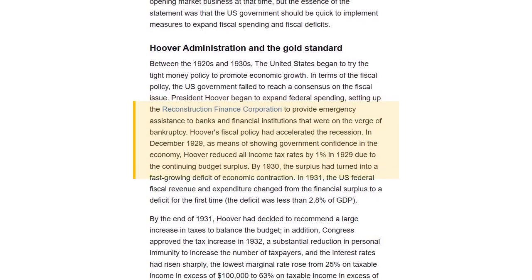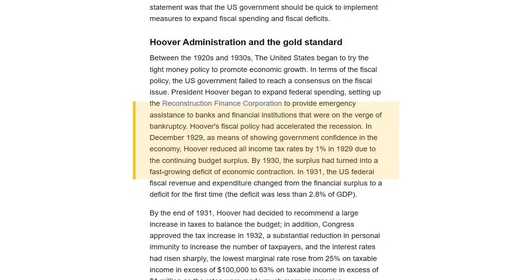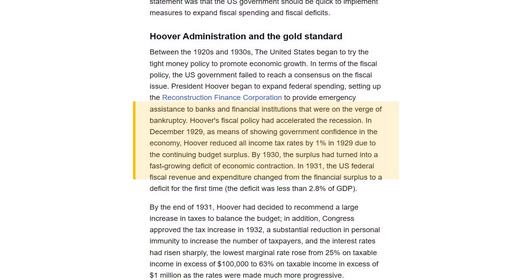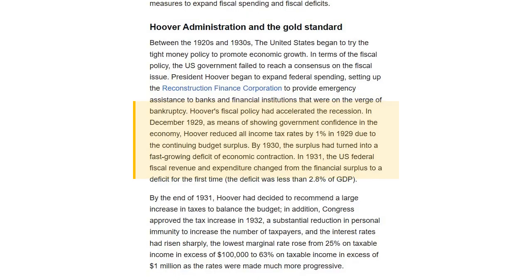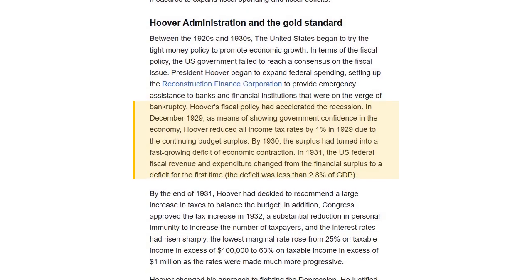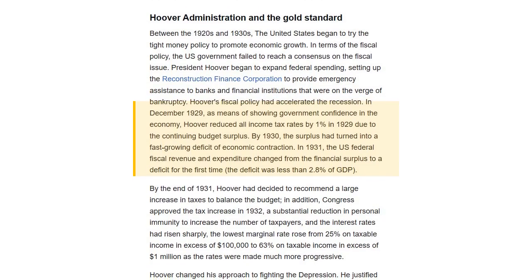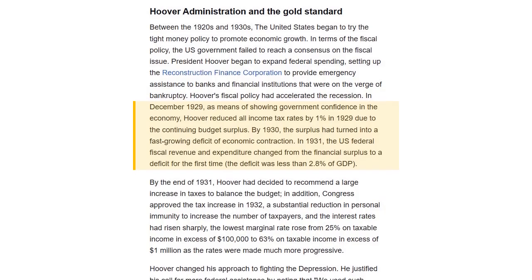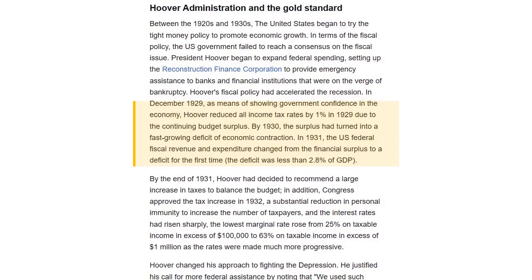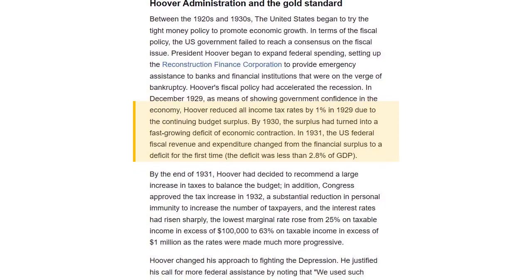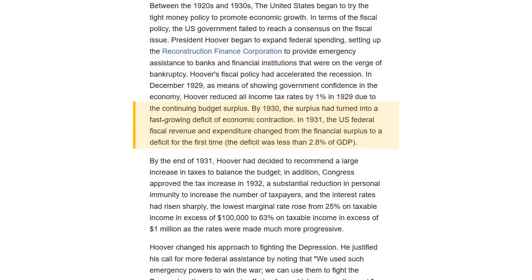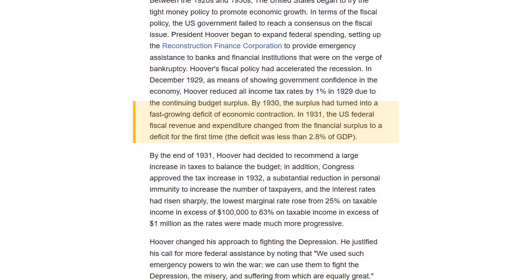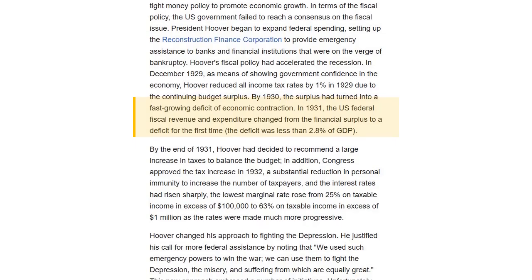In December 1929, as a means of showing government confidence in the economy, Hoover reduced all income tax rates by 1% in 1929 due to the continuing budget surplus. By 1930, the surplus had turned into a fast-growing deficit because of economic contraction. In 1931, the US federal fiscal revenue and expenditure changed from a financial surplus to a deficit for the first time. The deficit was less than 2.8% of GDP.